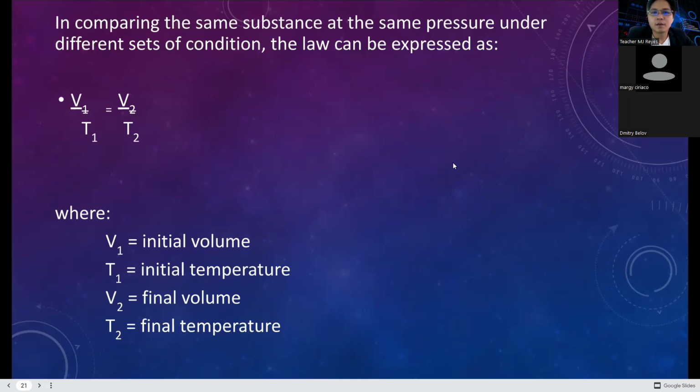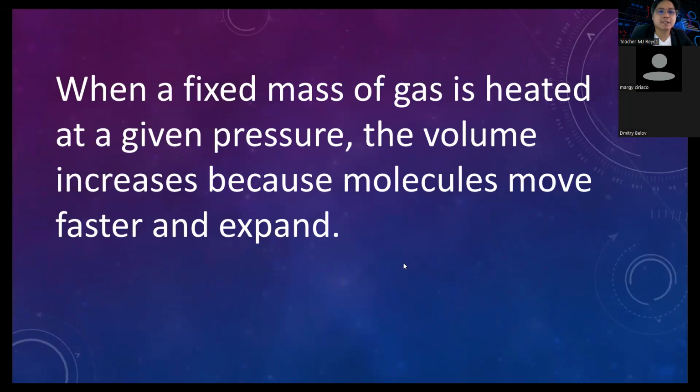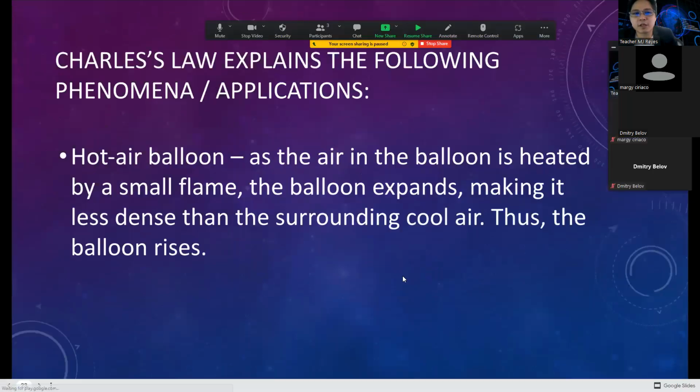When a fixed mass of gas is heated at a given pressure, the volume increases because the molecules move faster and expand. If you heat a certain gas, it will increase in volume. So when there is a rise of temperature, there is also a rise of volume. That is directly proportional. Charles' law explains the following phenomena.